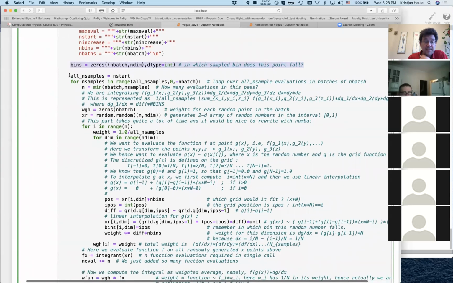Then currently, in the first iteration, all n samples is n start, which means that currently we just do n start number of function evaluations, isn't that so? All function evaluations right now is just n start, because we are just doing the first step in which we are getting a feeling for the function, or basically we're just building the grids.